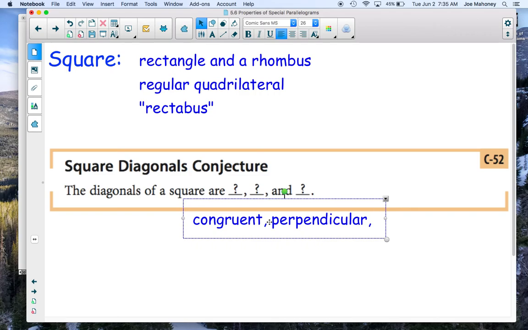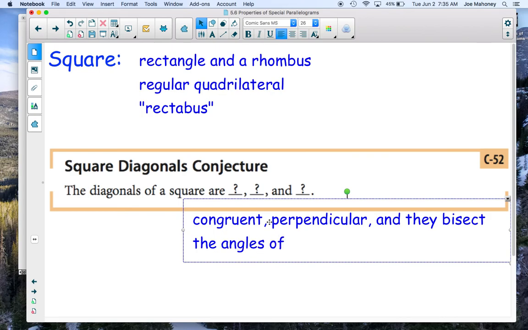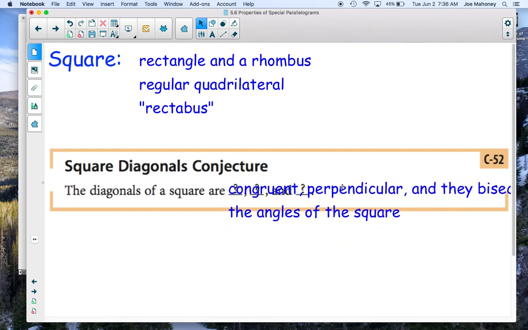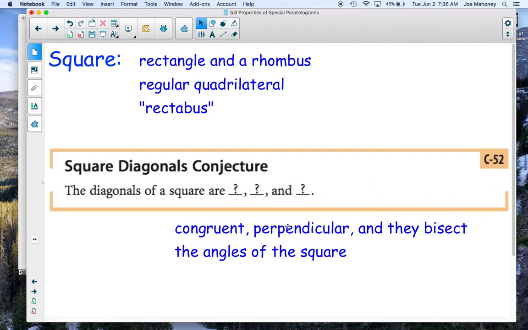And also because it's a rhombus, they bisect the angles of the square. That's what they do. So we can throw that right there. So the diagonals of a square are congruent, perpendicular, and they bisect the angles of the square. So would you like that rectibus? Oh, it's one of my favorite things.